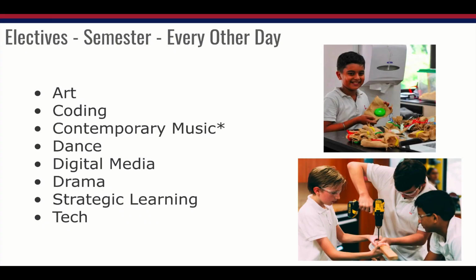All right, so let's take a look at the different semester electives. And again, these are offered for 1 semester and they run for every other day. So just like in 6th grade, we have art, coding, dance, digital media, drama, strategic learning, and tech. But we also have a new course for 7th grade called Contemporary Music, which basically is a course that allows you to explore different types of music and play different types of instruments than you would normally have exposure to in a band or a strings class. So if that sounds interesting to you, give that one a try.